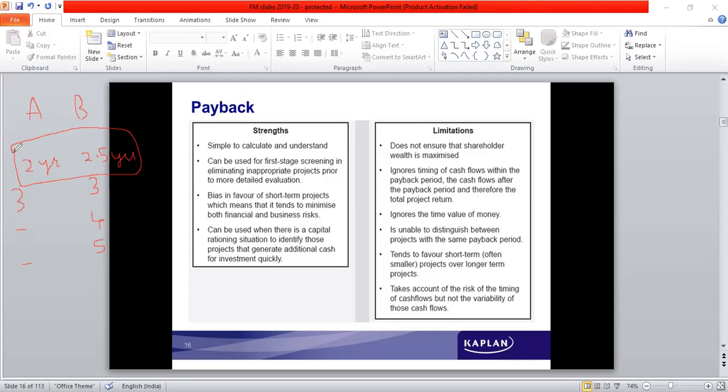So if two projects have the same payback period, then what is it? How do we consider that? No information is provided by this technique. It tends to favor short-term projects over longer-term projects. It takes account of risk of the timing of cash flows, but not variability of those cash flows.